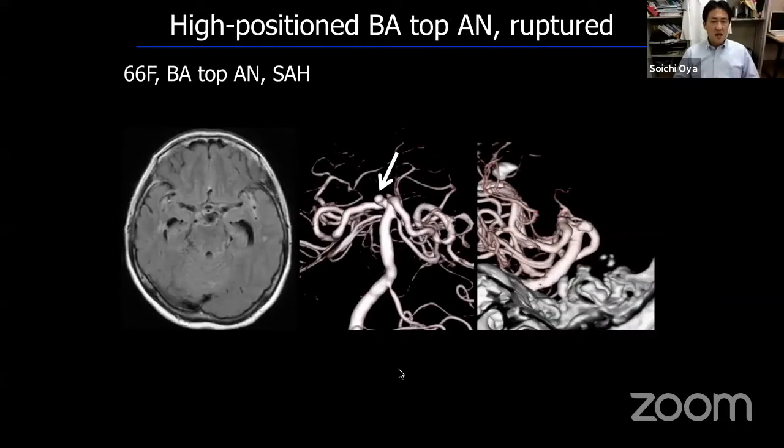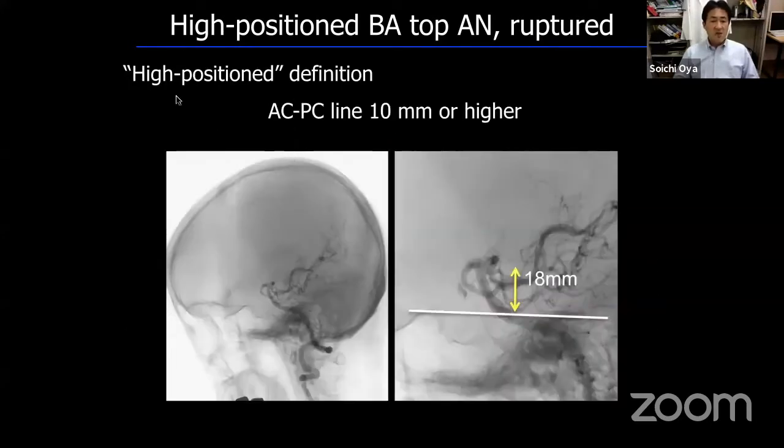The first case is a high-positioned basilar top aneurysm. This was a ruptured case. This patient was a 66-year-old lady who had a subarachnoid hemorrhage. As you see here, the aneurysm was formed at the top of the basilar artery. A high position is defined as 10 millimeters or higher from the anterior clinoid and posterior clinoid line, also called the ACPC line. In this case, the distance from the ACPC line to the neck of the aneurysm was 18 millimeters.